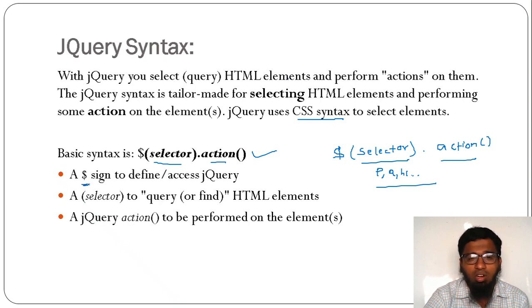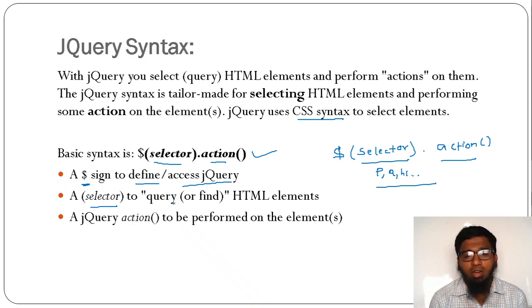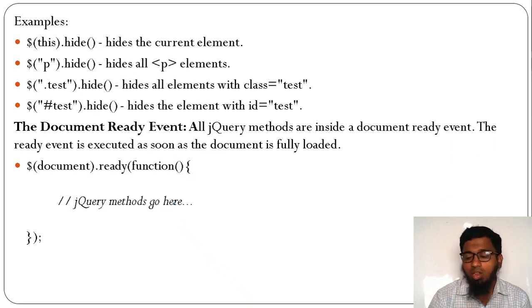Okay, what is the dollar sign? It defines or accesses jQuery. Second, what is the selector? The selector is used to query or find HTML elements. And what is the jQuery action? The action to be performed on the element. What do you want to perform on that element? When you see the example, you will easily understand. So here the example is this.